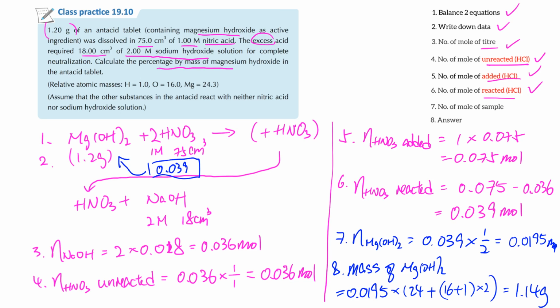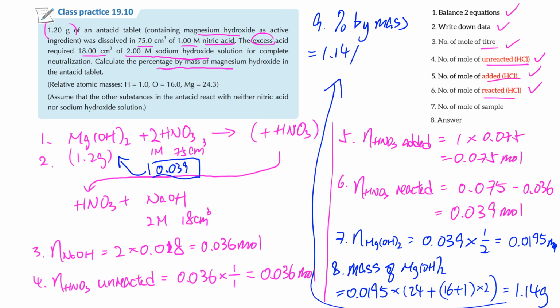Finally, you're going to find the percentage by mass. The percentage by mass will be 1.14 over 1.2, times 100%. Again, this is less than 100%, correct. The answer for this one will be 94.7%. So basically back titration is a little bit complicated, but the process is more or less the same.